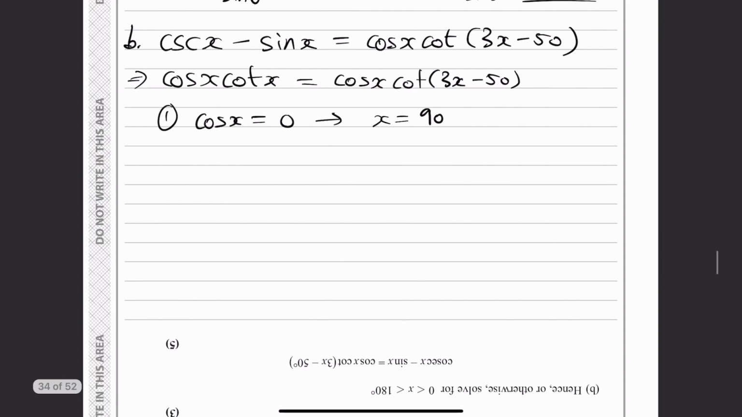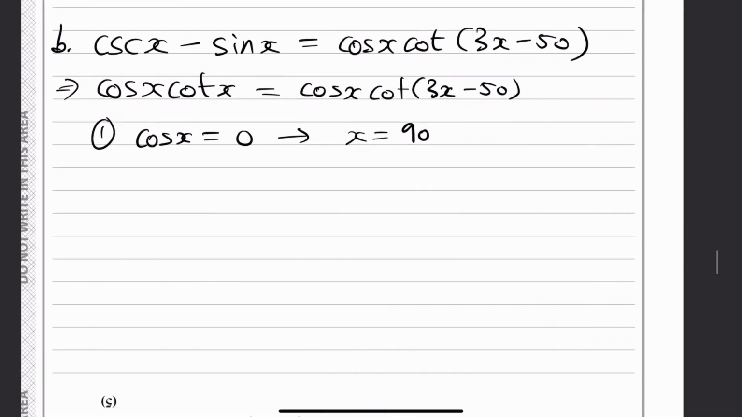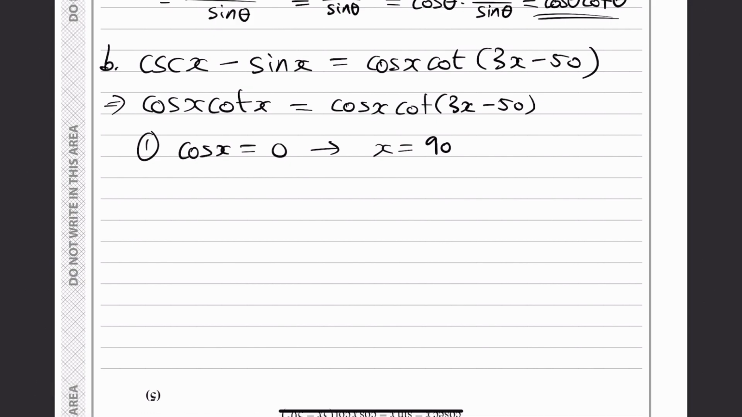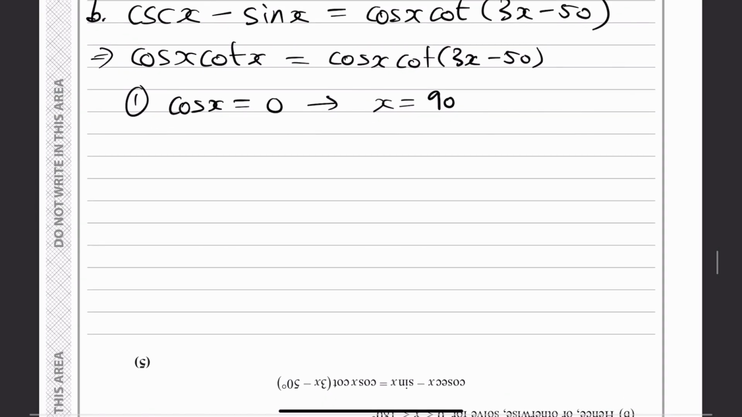Okay. So it's between 0 and 180. So yeah, that is one of the solutions, when x is equal to 90, and that leaves us with cotangent x is equal to cotangent 3x minus 50.